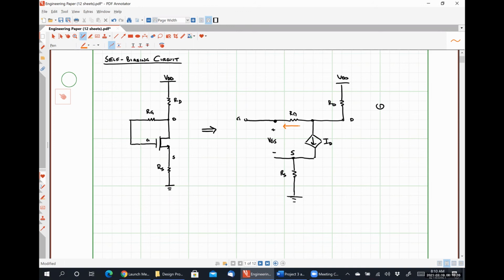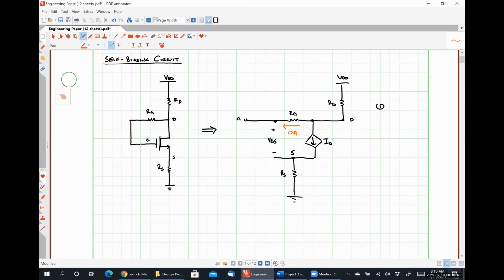Should be VDD over RD minus ID. I'm looking for a numerical answer. Numerically, what value must that current have? 0 amps, I suppose. Yeah, 0 amps, right?